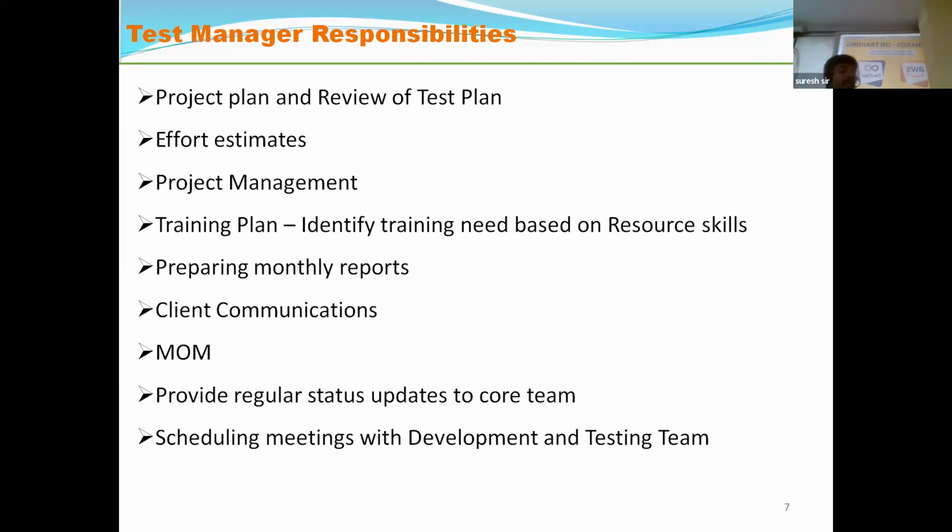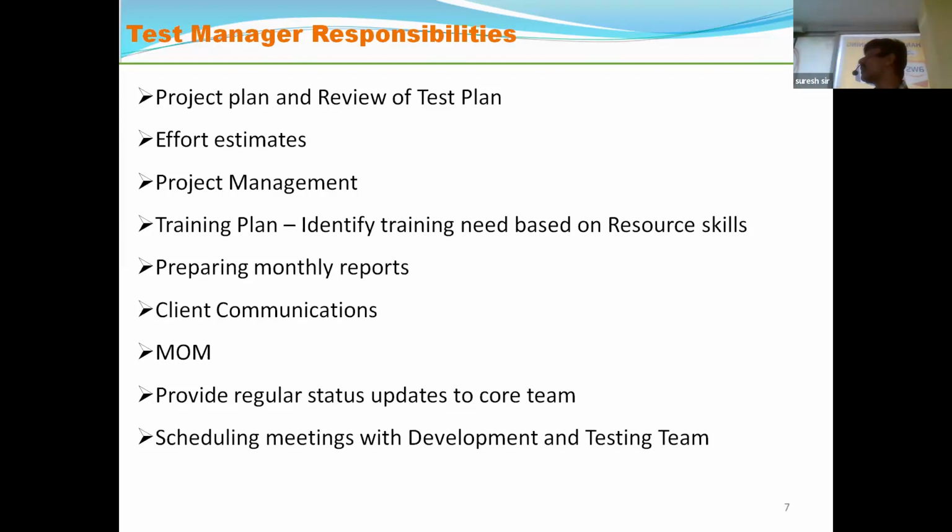Like previously, we mentioned DSR. What is DSR? Daily status report. Another one, WSR, is weekly status report. Then you have MSR. MSR is monthly status report. So at the manager level, he needs to take care of preparing the monthly report, the monthly progress for that particular month.